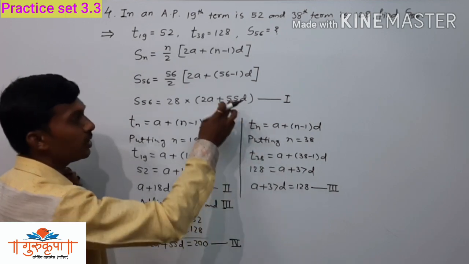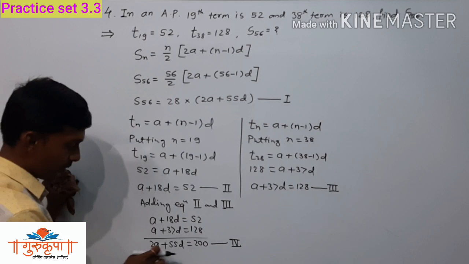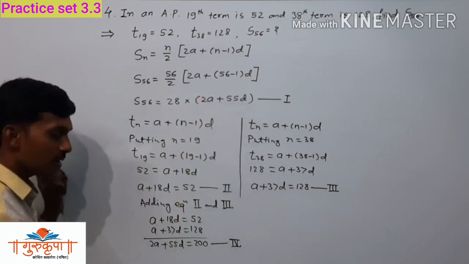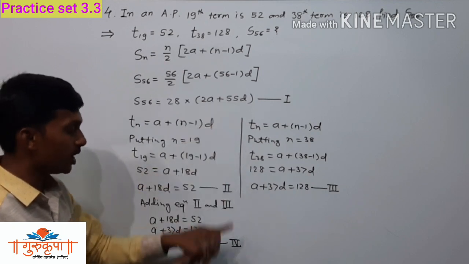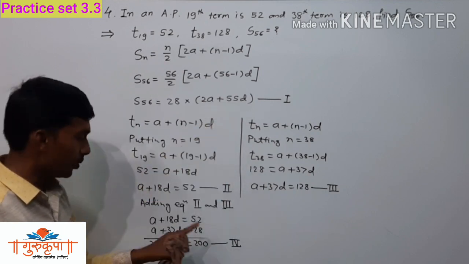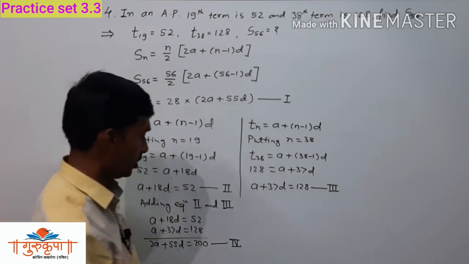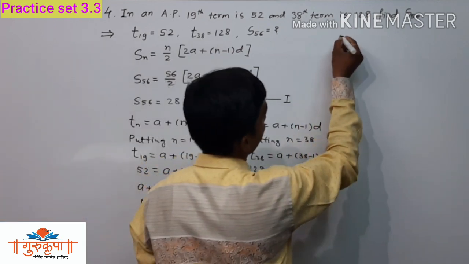Now put this value in equation 1. 2a plus 55d is equal to 200. So here from equation 1 and 4, what we have to do is put the value of equation 4 in equation 1. So here from equation 1 and 4.